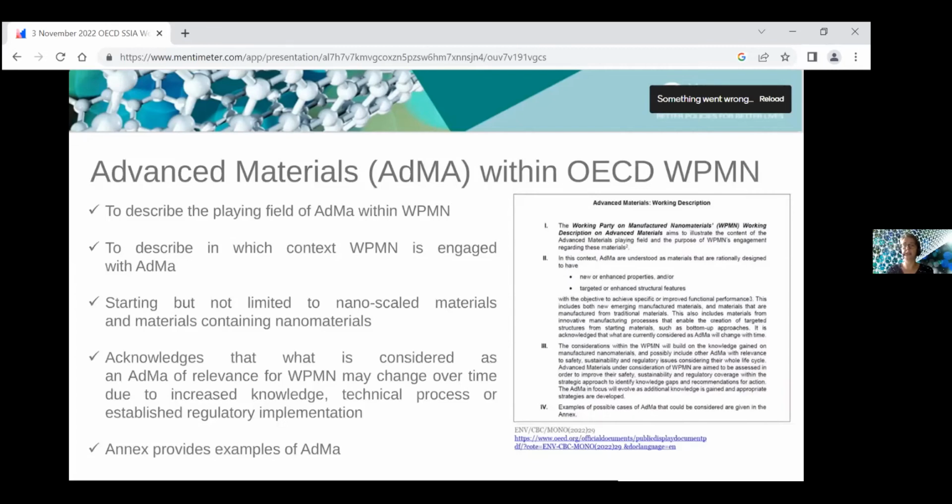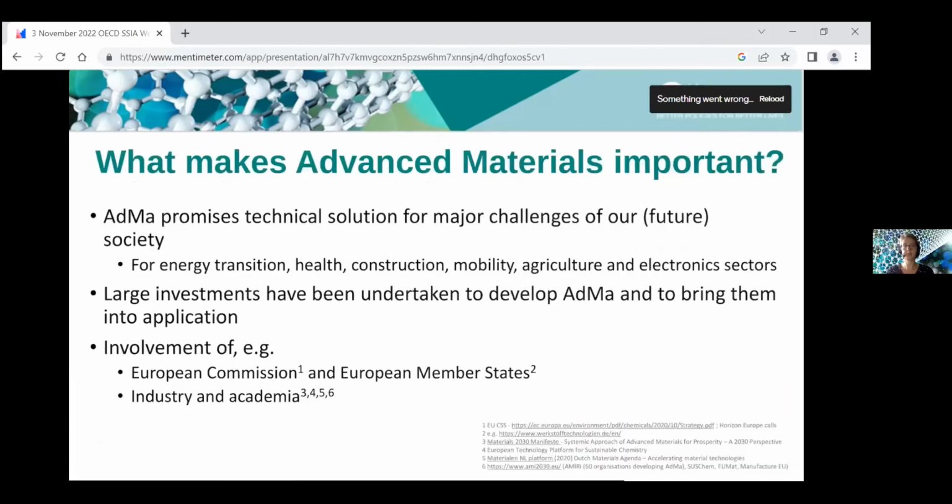And we also acknowledge that what's considered as advanced materials at this time might change due to the increased knowledge on these materials, on the technical processes, or due to established regulatory implementations. This working description also has an annex where you can find, for instance, examples of advanced materials or criteria for advanced materials that are considered by the delegations of the WPMN. Next slide, please. So why are advanced materials important?